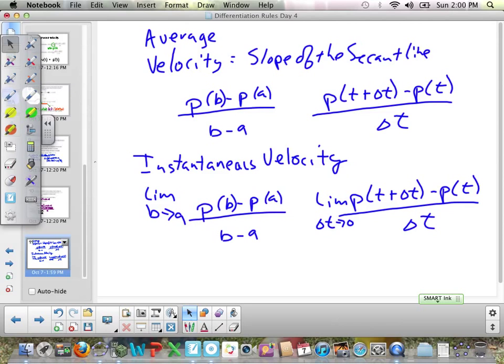So to find velocity, we're going to find the derivative. Instantaneous velocity is the derivative. Average velocity is the secant line.